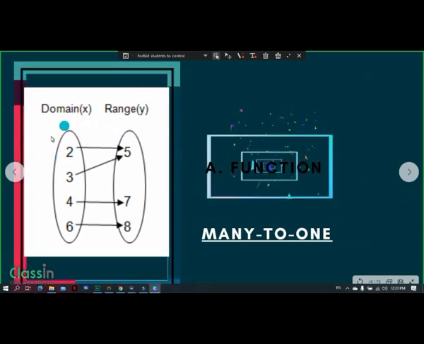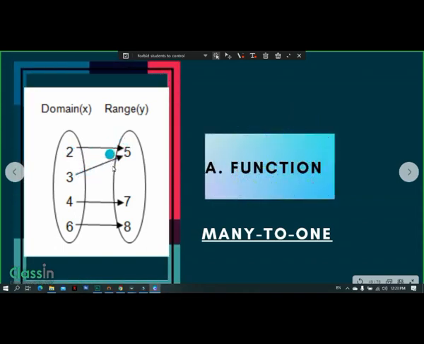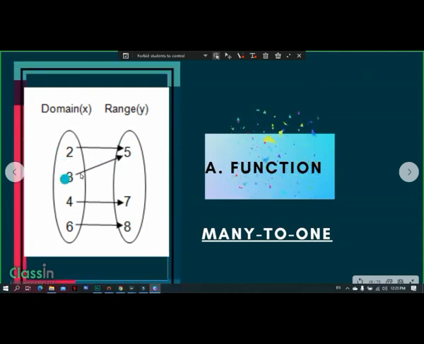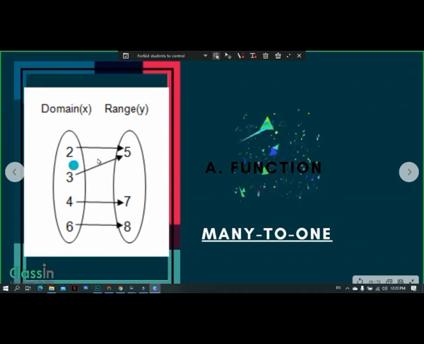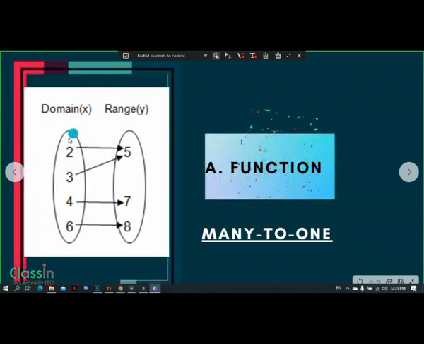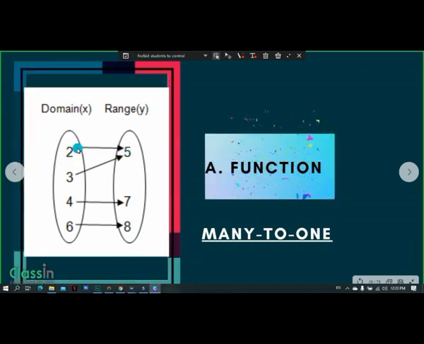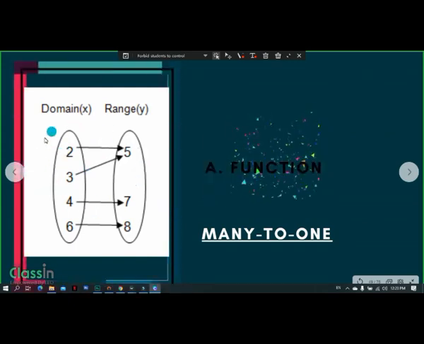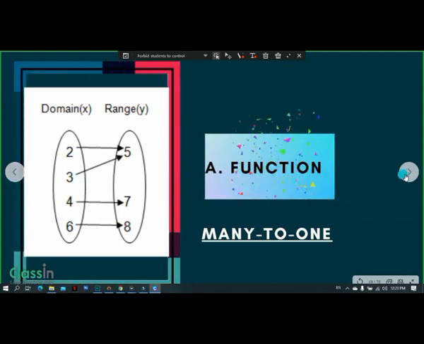Okay? So, ayun. In this case, naulit kasi si 5. Pag ang value ng x ay 2 at 3, pwedeng 5 yung maging sagot sa y. But this is still a function kasi nga po, unique pa rin naman yung x. Wala namang naulit. Hindi naman si 2, 5 tapos 2 sa iba uli. So, hindi naman ganun yung nangyari. So, this is still a function.